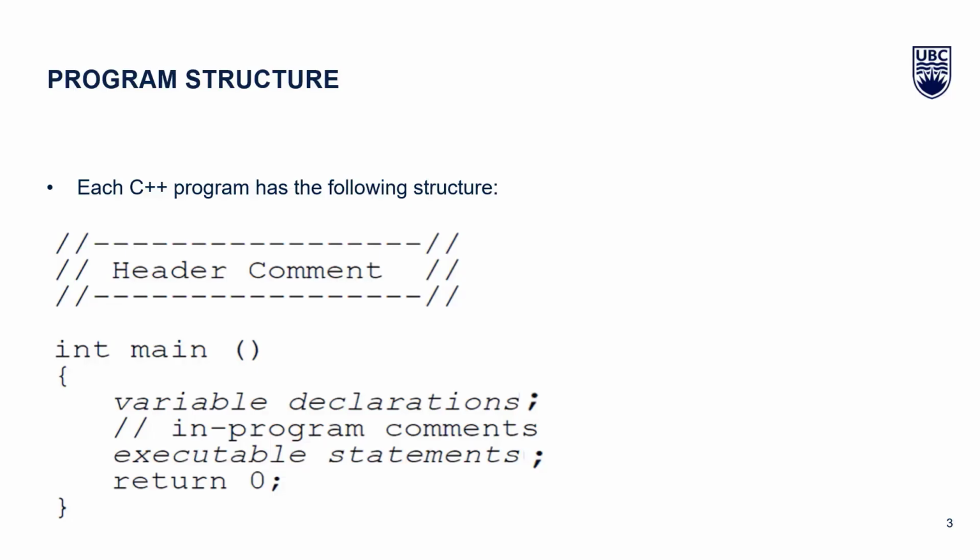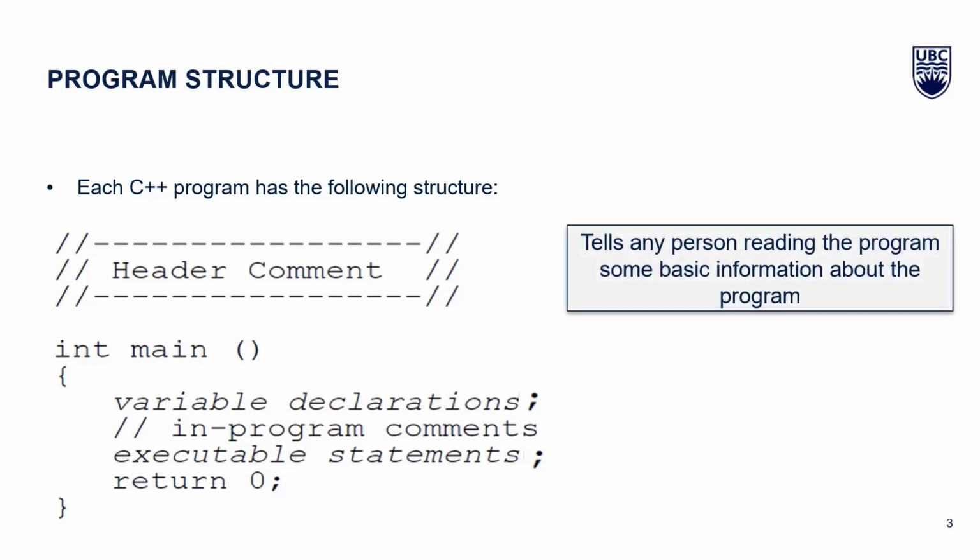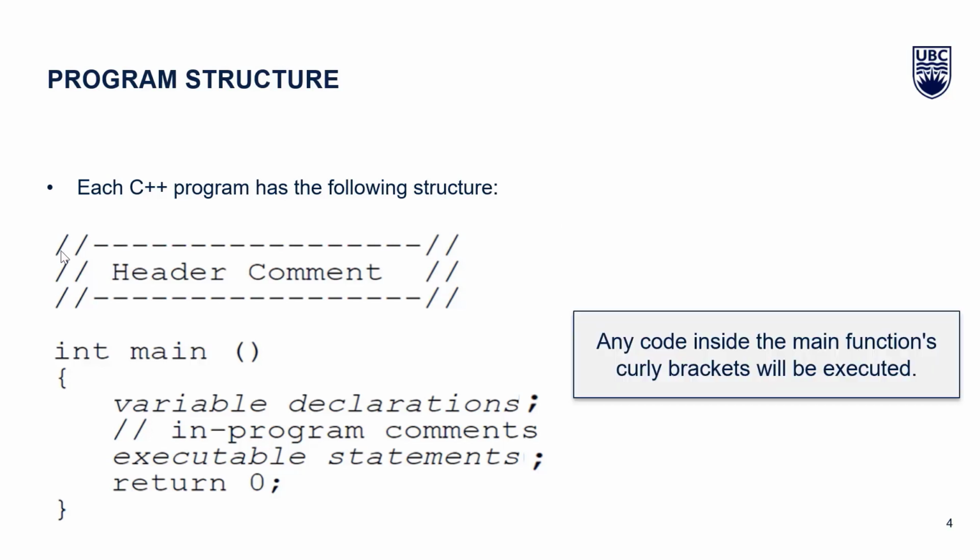Any C++ program must start with a header comment. The header comment tells any person reading the program some basic information about the program, such as the program name, the program author, the date, and what the program does. It is just a comment, as it starts with two forward slashes, as you see here. So the compiler or your computer will ignore it.